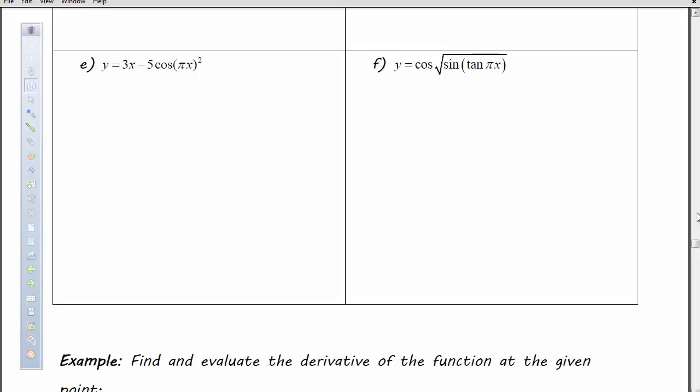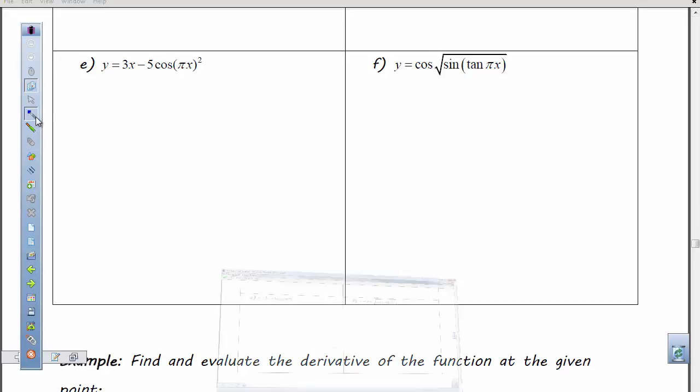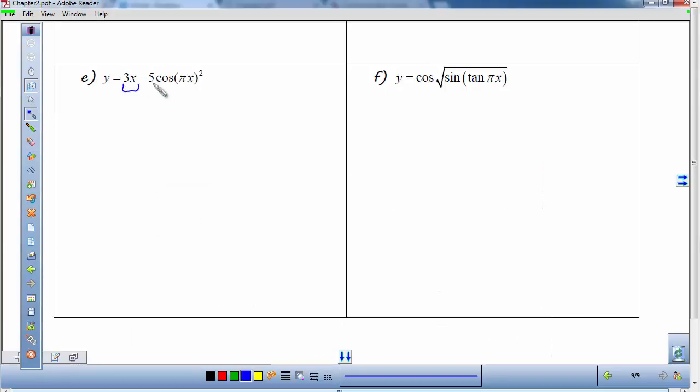I don't get what to do with the 3x minus 5. Well, the 3x minus 5 is not really a thing. There's a 3x, and then there's this. So we've got two terms. What we would do is take the derivative of each term. That's just our sum difference rule, right? So the 3x is really not a problem. The derivative of 3x is just what?